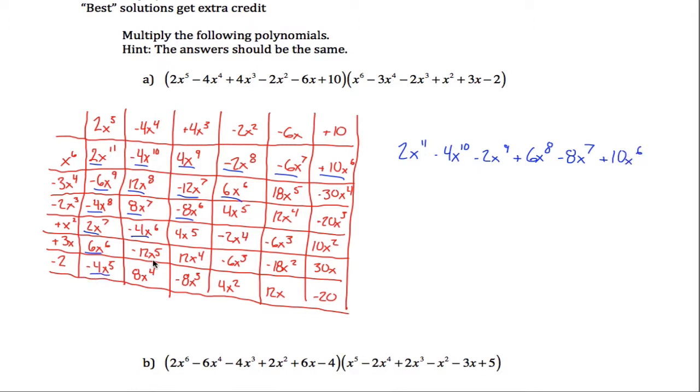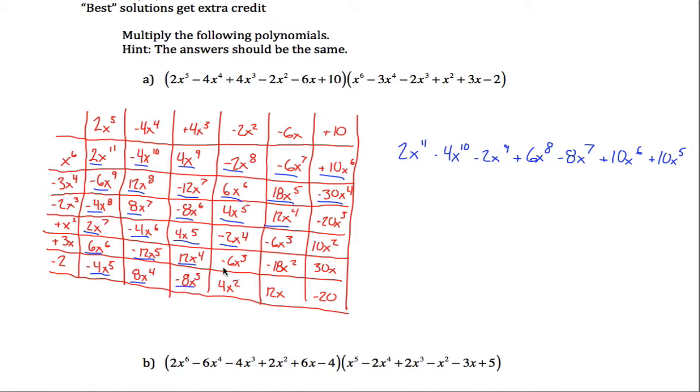5ths: -4 and -12 gives me -16, +4 gives me -12, +4 gives me -8, +18 gives me +10. So I got 10x to the 5th. 4th: 8 and 12 is 20, -2 is 18, +12 is 30, -30 gives me nothing, so I have no x to the 4th.